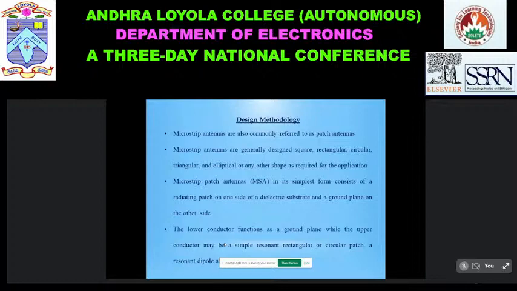Generally, we use different feeding techniques to radiate the antenna. There are different types of feeding techniques available. These are contacting type and non-contacting type. The contacting type is again classified into two types, microstrip and coaxial. The non-contacting type includes aperture coupled and proximity coupled. But we prefer the microstrip line because it is easy to fabricate. This is the structure of the microstrip feed line.